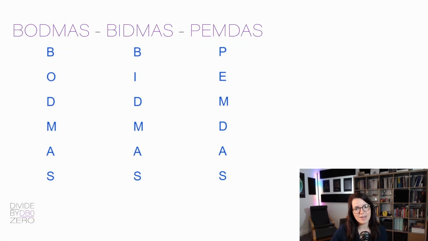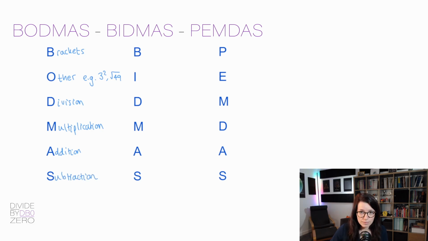Okay, so here are the three main acronyms, BODMAS, BIDMAS, and PEMDAS. I'll go through and say what each of the letters mean. In BODMAS, B stands for brackets, O stands for other, and that includes things like square numbers and square rooting. D stands for division, M multiplication, A addition, S subtraction.